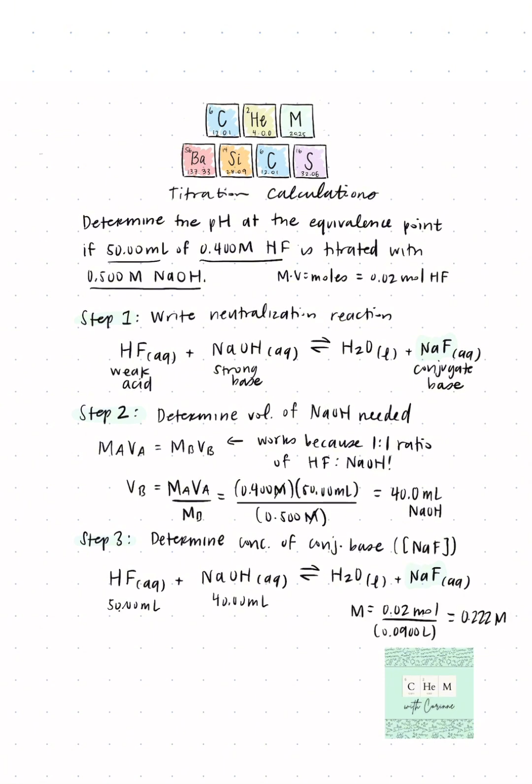All right, so we are off to a good start. We've written out our neutralization reaction. We found the concentration of our conjugate base. Now we need to determine the Kb, or the base dissociation constant.